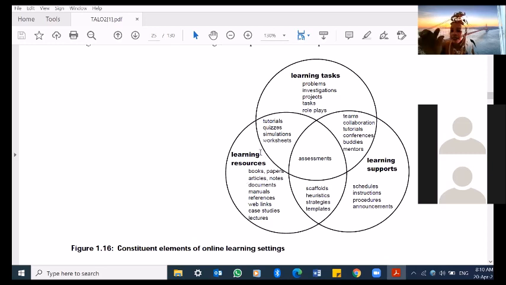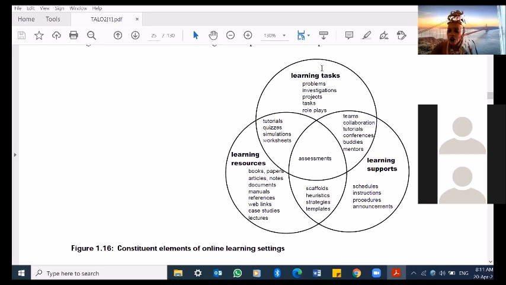Good. You can see that between learning tasks, they are putting a circle that is telling us that there's an overlapping between learning resources and learning tasks. So that when I'm giving the students a worksheet, the worksheet is a resource and is also a task to do in the class. And it's also a form of assessment.